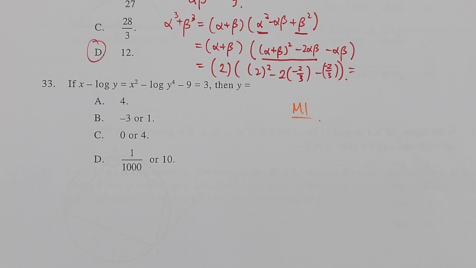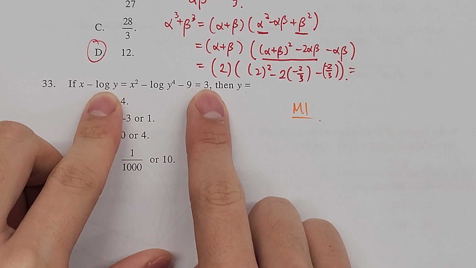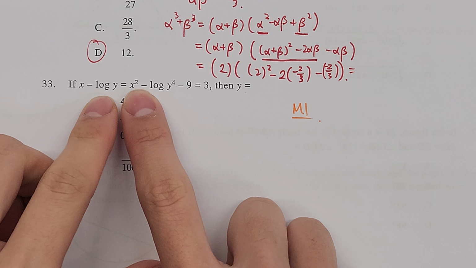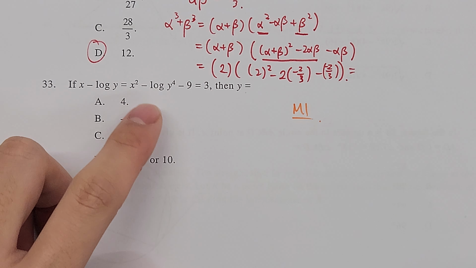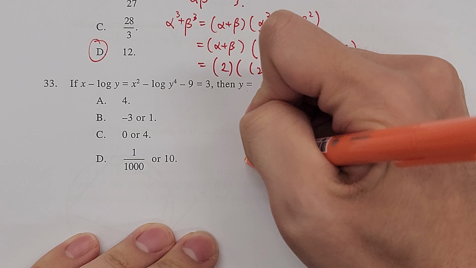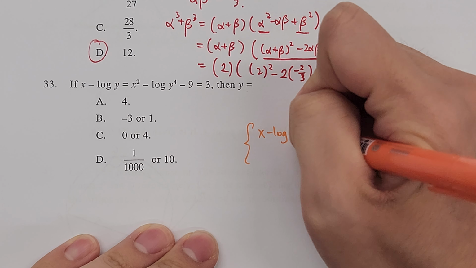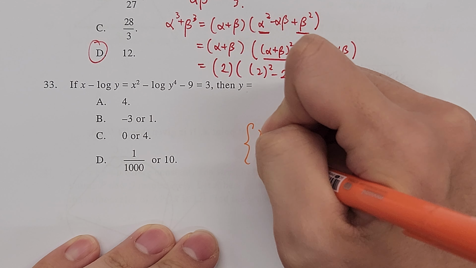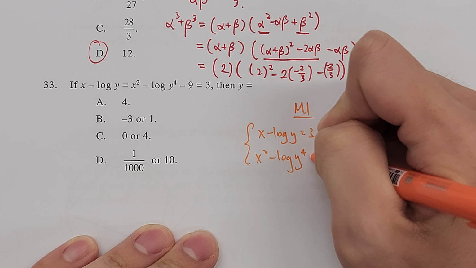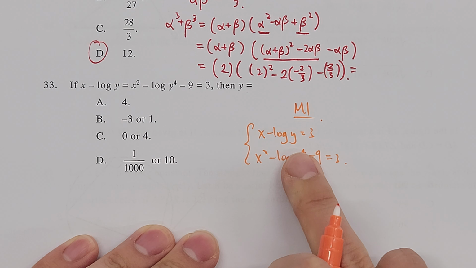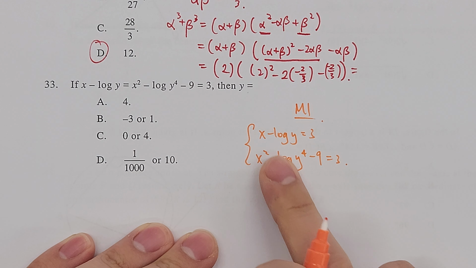Okay, question 33. You have two equations. The first is x minus log y equals 3. The second one is x squared minus log y to the power 4 minus 9 equals 3. So method 1, write down the equation first. Okay, so you can change the subject of the first one.